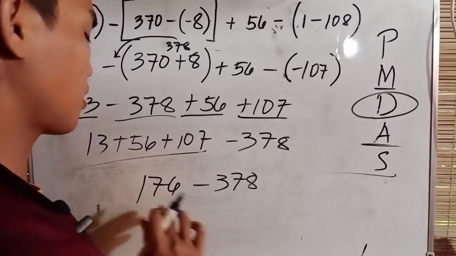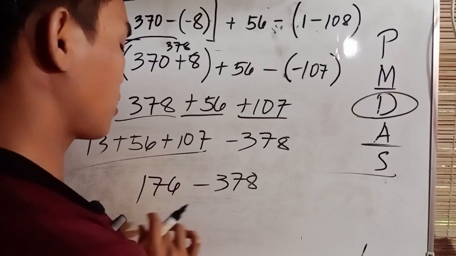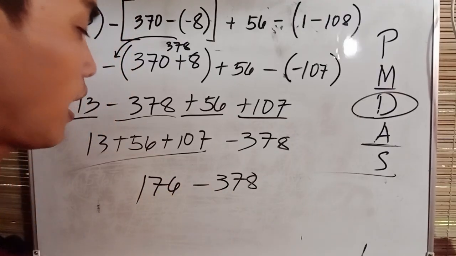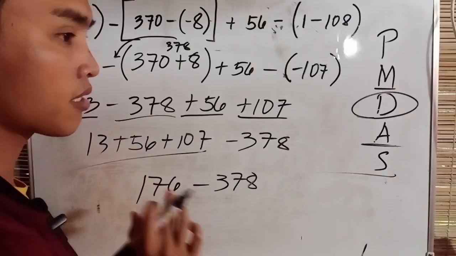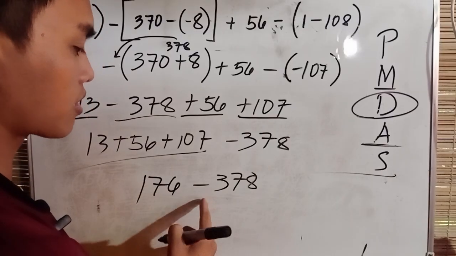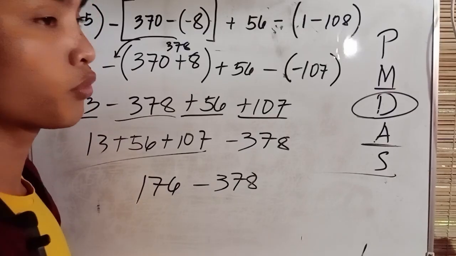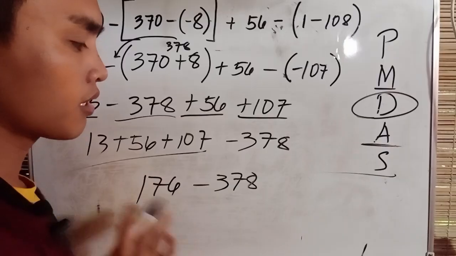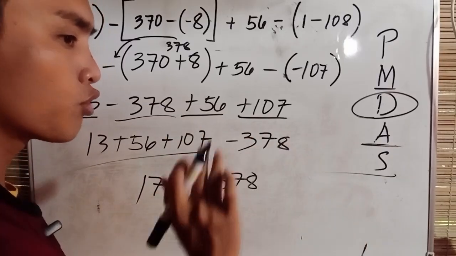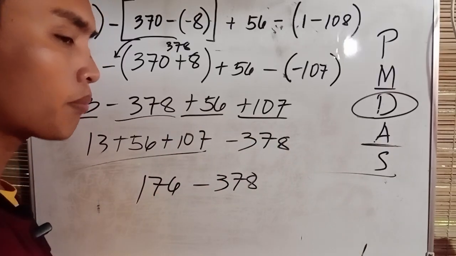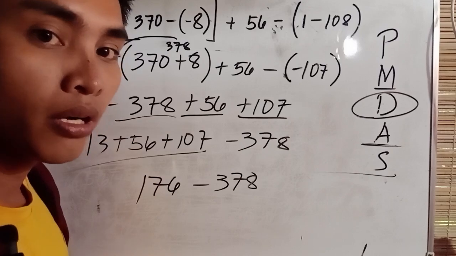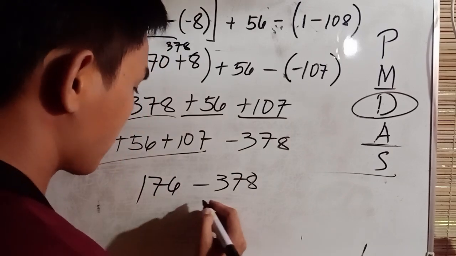Since 176 is smaller than 378, after we subtract these numbers, we will copy the sign of the biggest number. That's the rule for subtracting integers. Since they are having unlike signs, you subtract the numbers, then after you copy the sign of the biggest number. That's it. Next, let's subtract.